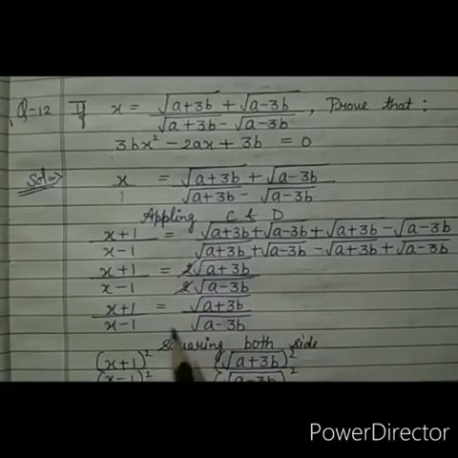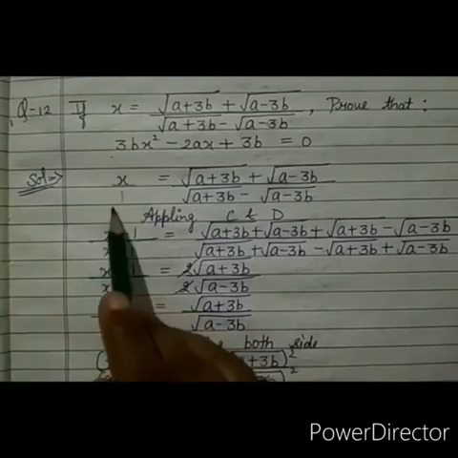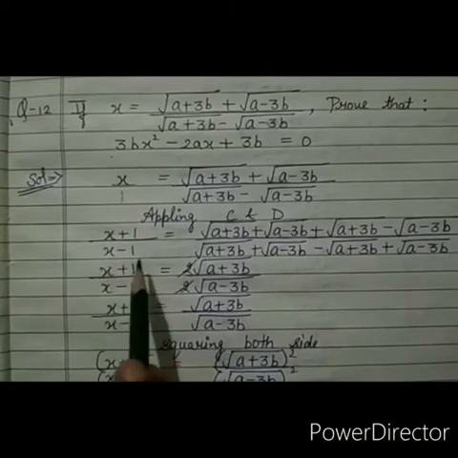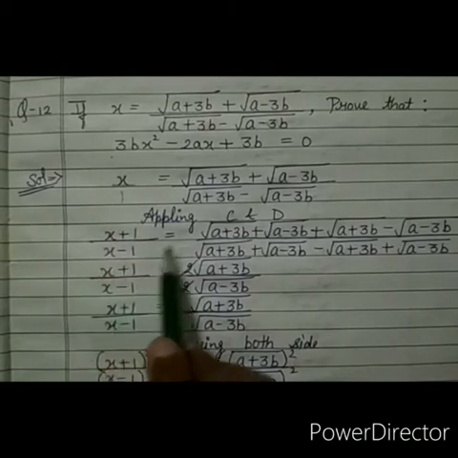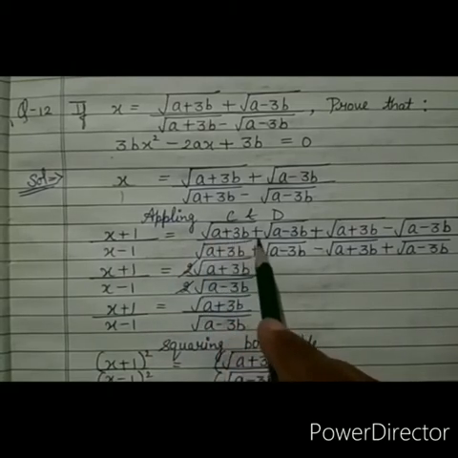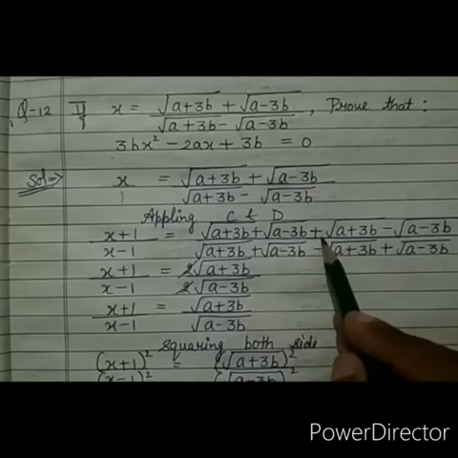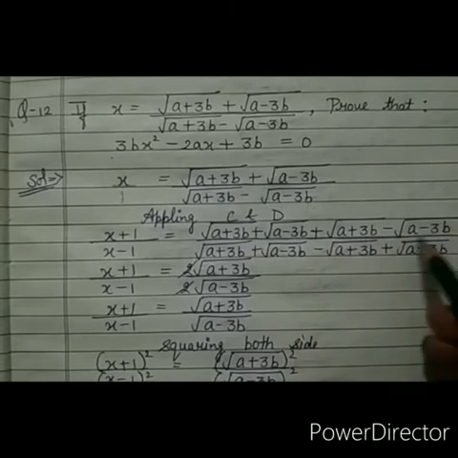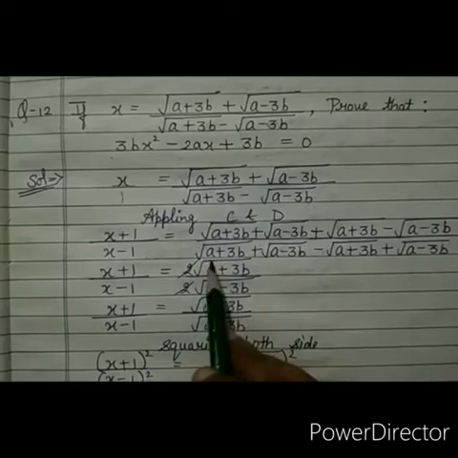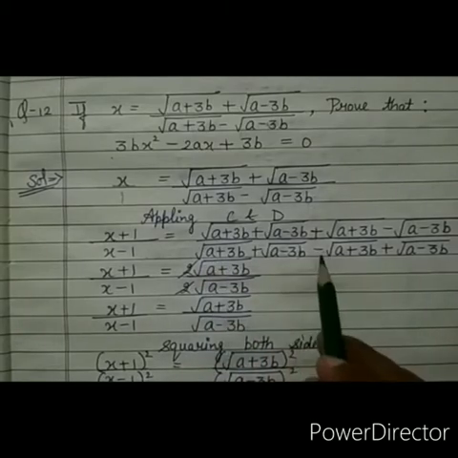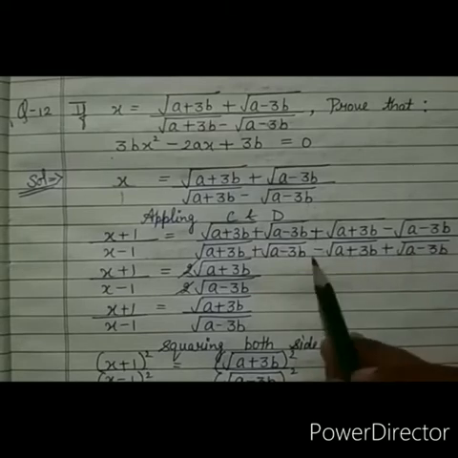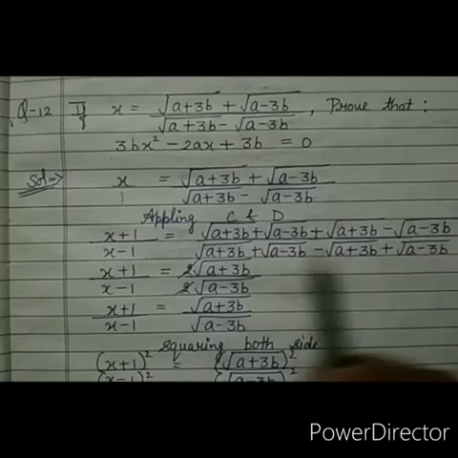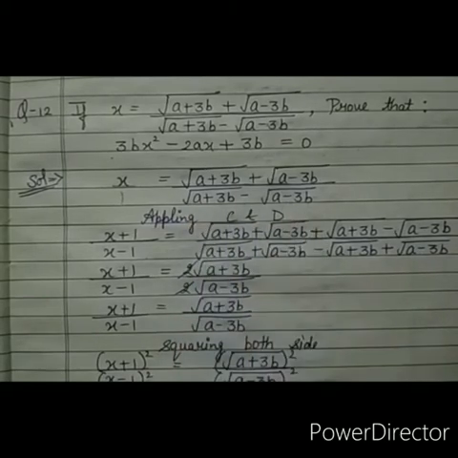Now we have to apply the property of componendo and dividendo. On the left hand side, we have the denominator 1. So after applying the property of componendo and dividendo, it becomes x plus 1 upon x minus 1 is equals to under root a plus 3b plus under root a minus 3b plus under root a plus 3b minus under root a minus 3b upon under root a plus 3b plus under root a minus 3b minus under root a plus 3b plus under root a minus 3b. Here when we subtract the denominator, then the sign of the denominator will change.